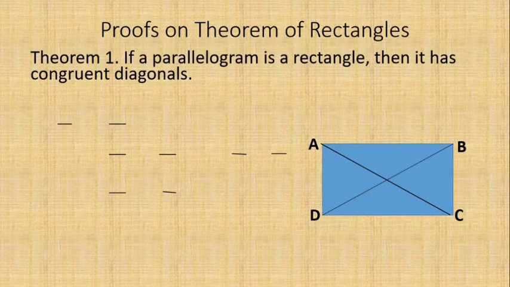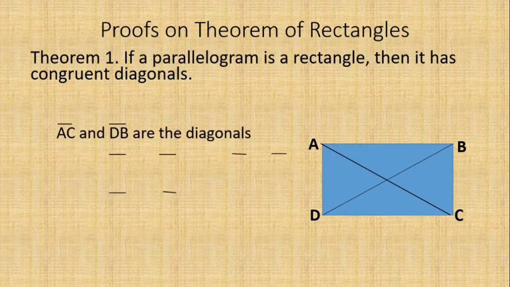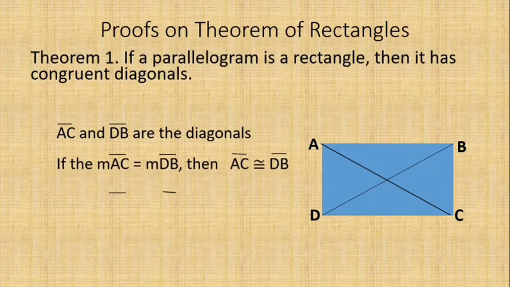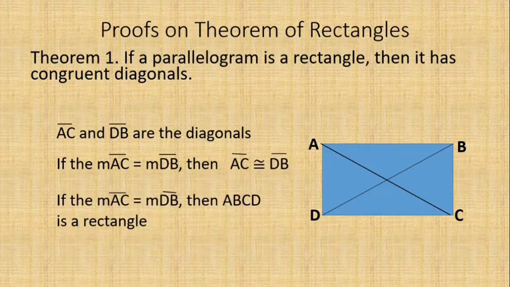Theorem number 1 states that if a parallelogram is a rectangle, then it has congruent diagonals. Refer to the figure, parallelogram ABCD. Line segment AC and line segment DB are the diagonals of ABCD. If the measure of line segment AC is equal to the measure of line segment DB, then line segment AC is congruent to line segment DB. If line segment AC is congruent to line segment DB, then ABCD is a rectangle.